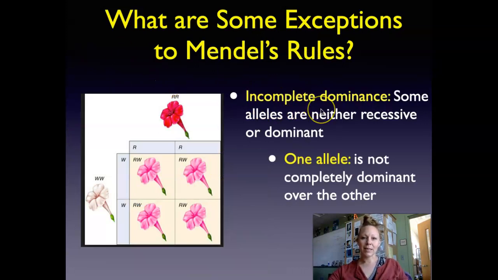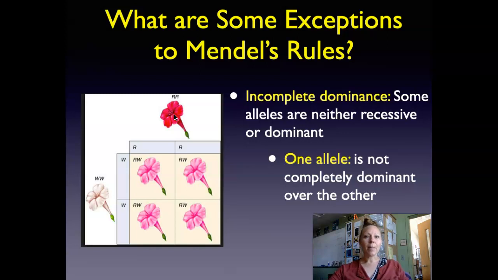One way that things are different is when things are incompletely dominant over the other. Some alleles are neither recessive nor dominant. So if we breed a red flower and a white flower, usually we would say that the red flower is dominant over the white flower or vice versa. But what we're saying here is that the red flower is incompletely dominant over the white flower.